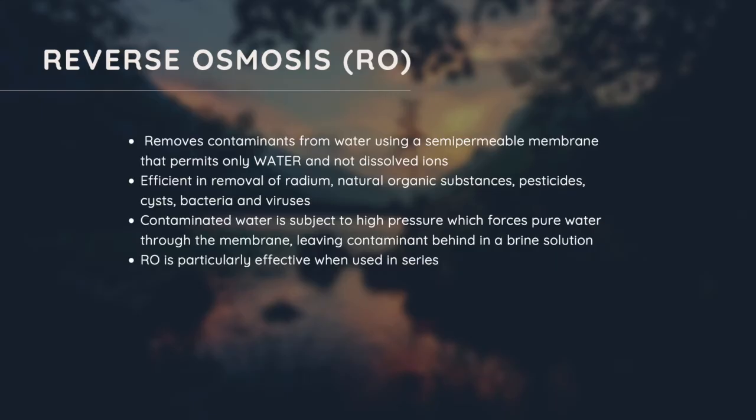Next one is reverse osmosis. Reverse osmosis removes contaminants from water using a semi-permeable membrane that permits only water and not dissolved ions. It is efficient in the removal of radium, natural organic substances, pesticides, cysts, bacteria, and viruses. The contaminated water is subjected to high pressure, which forces pure water through the membrane, leaving contaminants behind in a brine solution. Reverse osmosis is particularly effective when used in series.